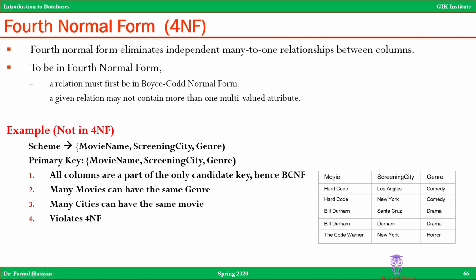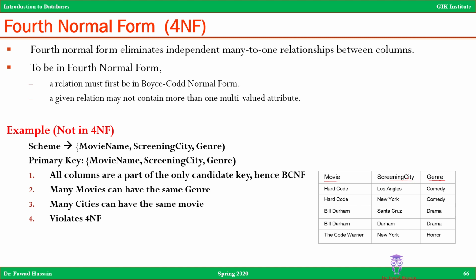So for instance, I have a database about movies, and so I have the movies over here. I have the city in which they are showing, and then I have the genre of that movie. In this case, to make it unique, I have to underline movie, I have to underline this, and I have to underline this. So the three attributes combined will form the primary key.